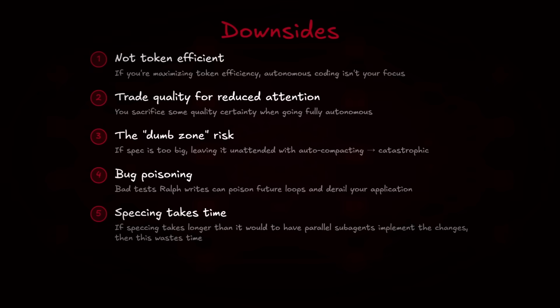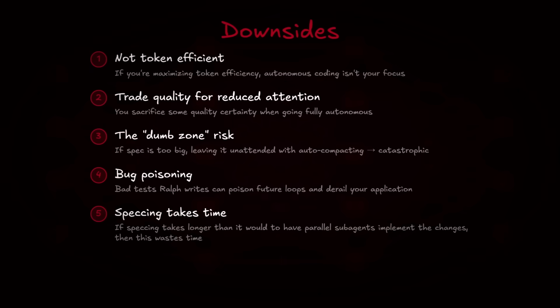The first downside is it's not token efficient, and the more Ralph loops you run in parallel, the more exponential your token use gets. The second is you trade some quality for reduced attention. So you don't have to spend as much brain power or attention sitting there watching the loop, but this trades the quality because it separates you from the actual implementation.